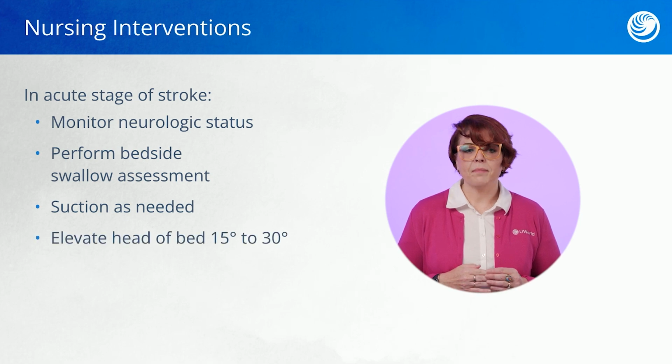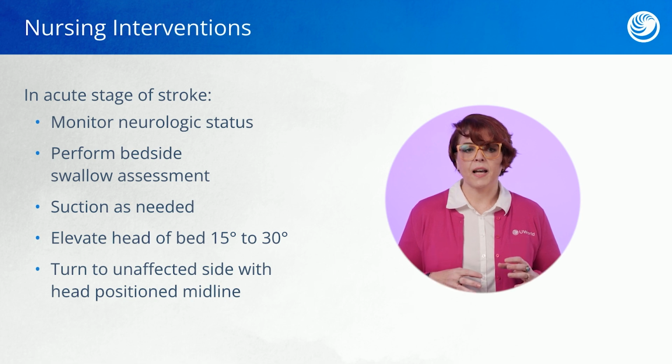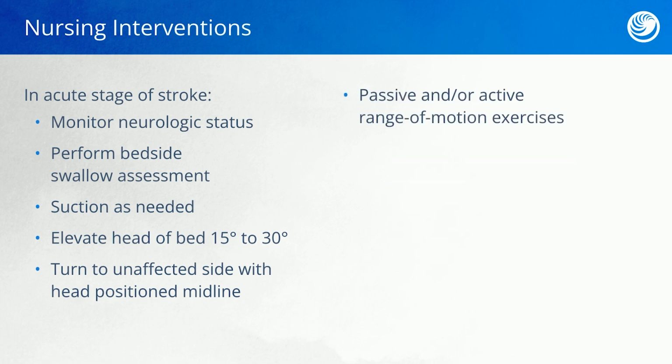We're going to keep that head of bed elevated because we want venous drainage from the brain to reduce cerebral edema. And we have to remember positioning. We need to turn our patient to that unaffected side with their head positioned midline, neck neutral. And make sure that we're doing passive or active range of motion exercises. We don't want them to become more debilitated.